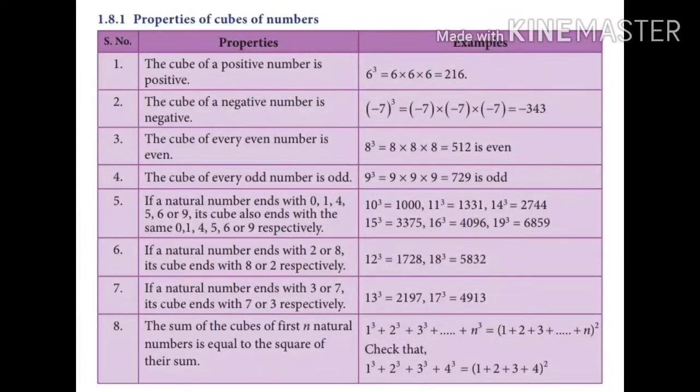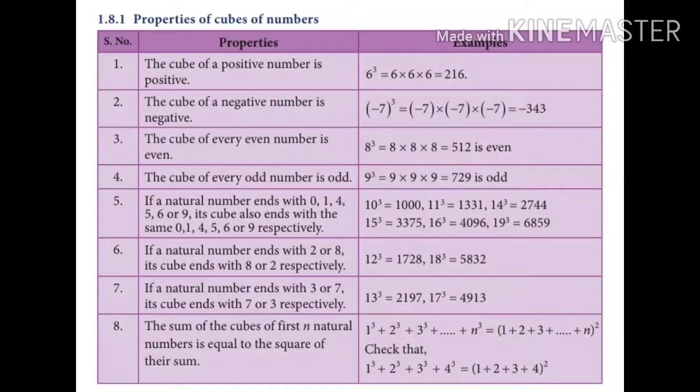Properties of cubes of numbers. First point, the cube of a positive number is positive. Second point, the cube of a negative number is negative. Third one, the cube of every even number is even. Fourth one, the cube of every odd number is odd.